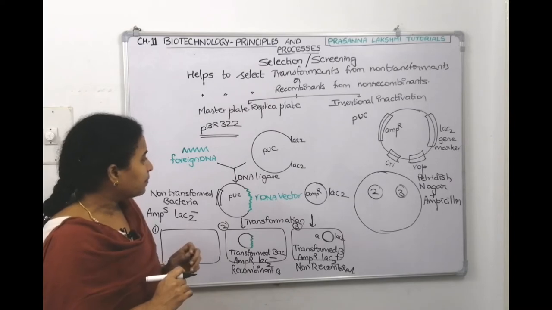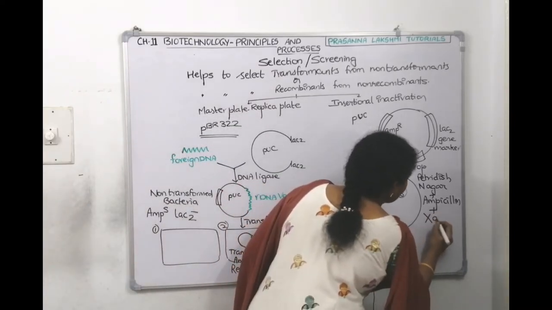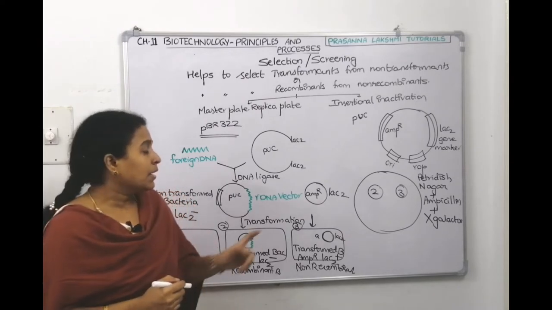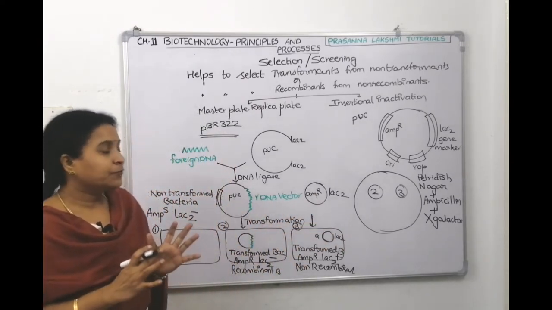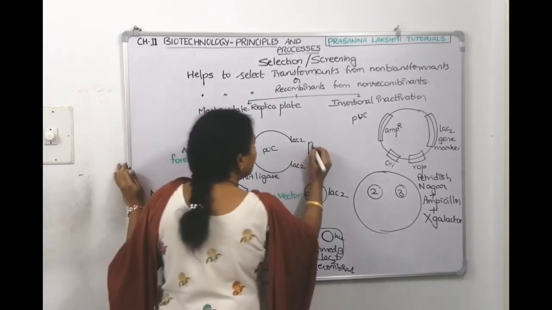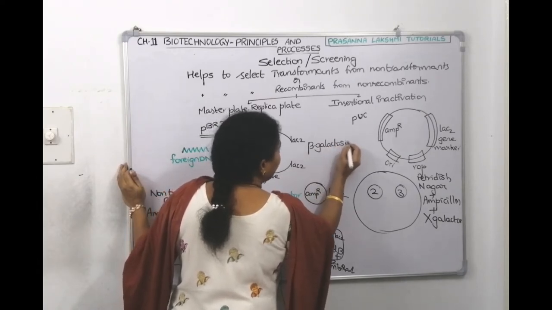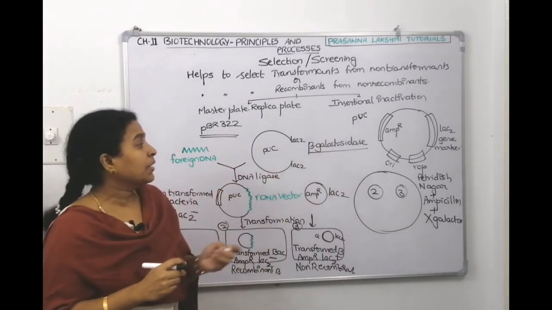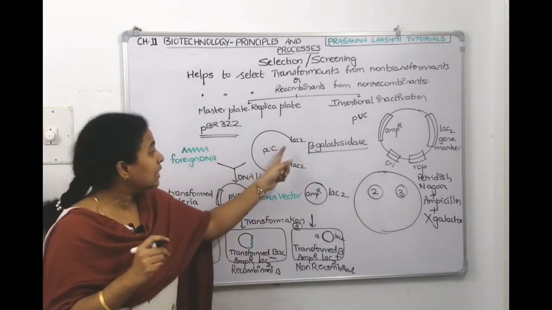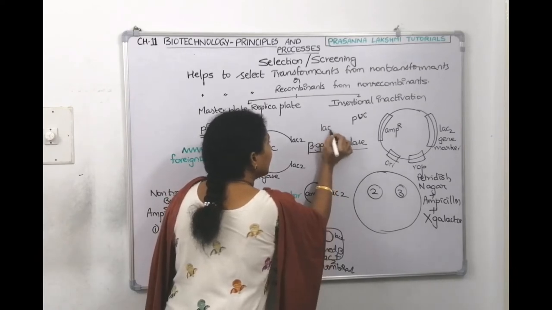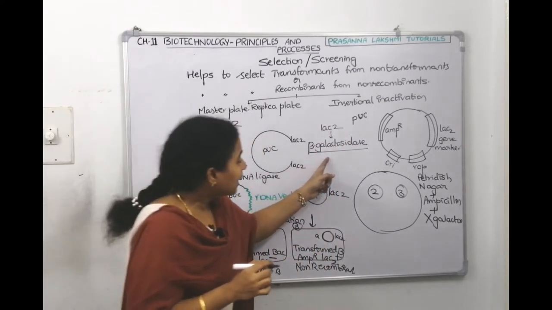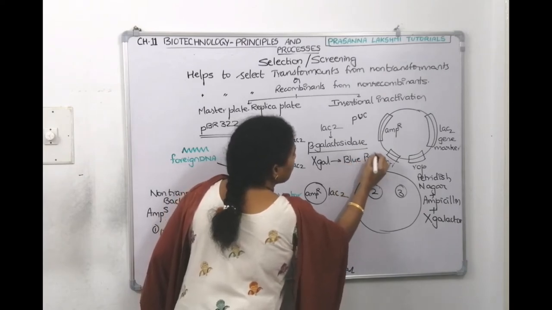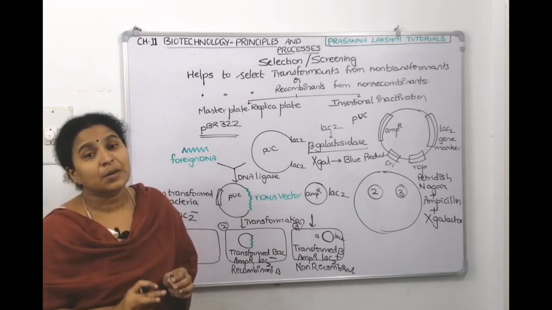Now, along with ampicillin, add a substrate called X-gal, a synthetic galactose. What is this X-gal? It is a substrate. What is the enzyme? The enzyme is called beta-galactosidase. We studied it in the molecular biology chapter, the lac operon: lacZ codes for the beta-galactosidase enzyme. If the lacZ gene is there, it codes for beta-galactosidase. This beta-galactosidase will convert X-gal into a chromogenic, colored product, a blue colored product.